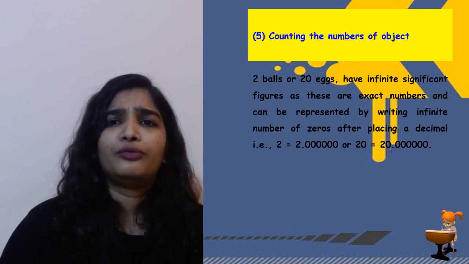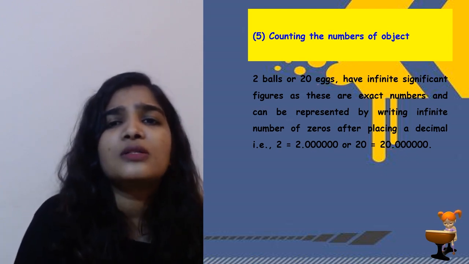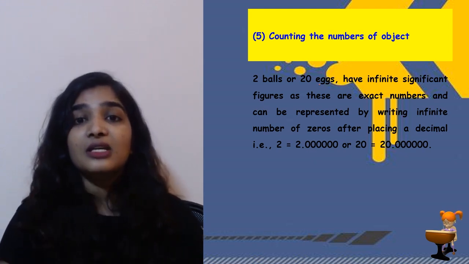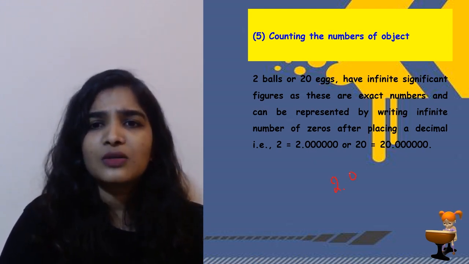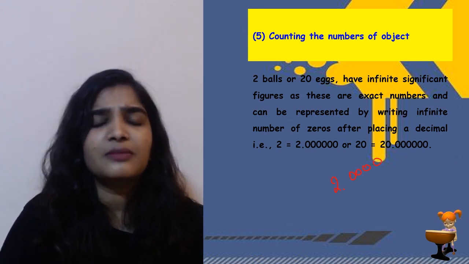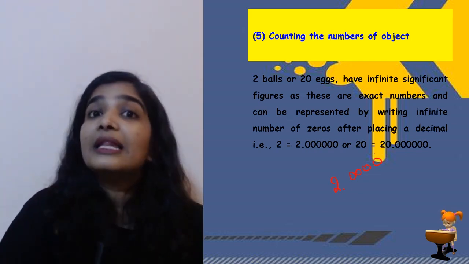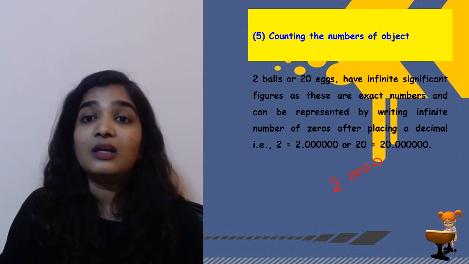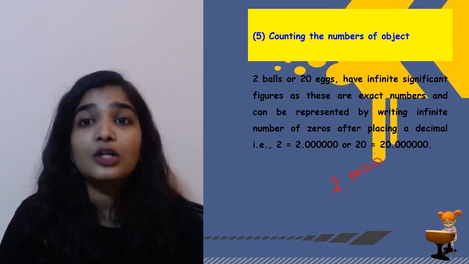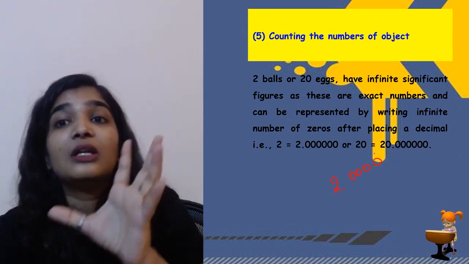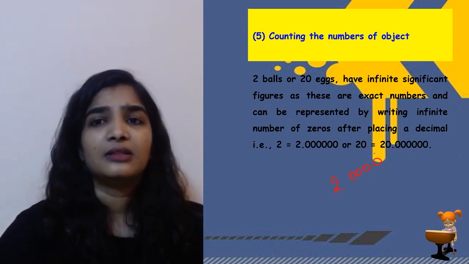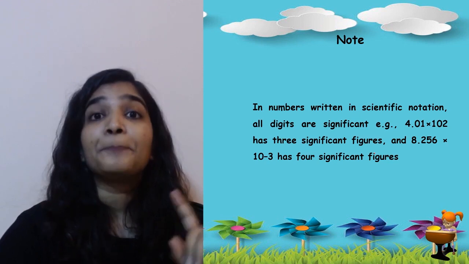Counting the number of objects. So 2 balls or 20 eggs, they have infinite significant figures. See, 2 balls, I can just write 2.0000, right? After the decimal, I can add any number of zeros, and they are all significant. So counting the number of objects, 2 balls or 20 eggs, they will have infinite significant figures.